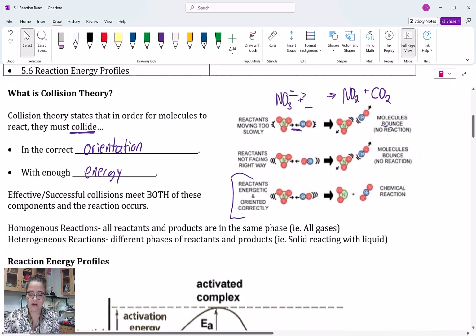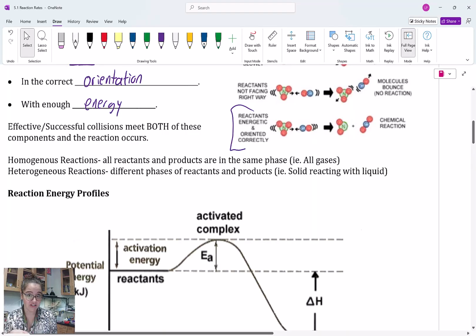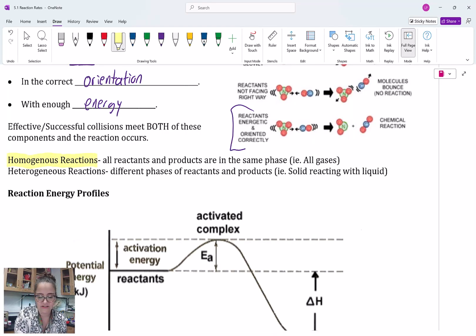Now, sometimes we'll talk about homogeneous versus heterogeneous reactions. And in a homogeneous reaction, that just means that they're all in the same phase. For example, they're all gases, okay? Where if you have something like a liquid interacting with a gas or a solid interacting with a liquid, those are heterogeneous reactions. They have different phases. Okay? So let's get into this energy and how that all works.